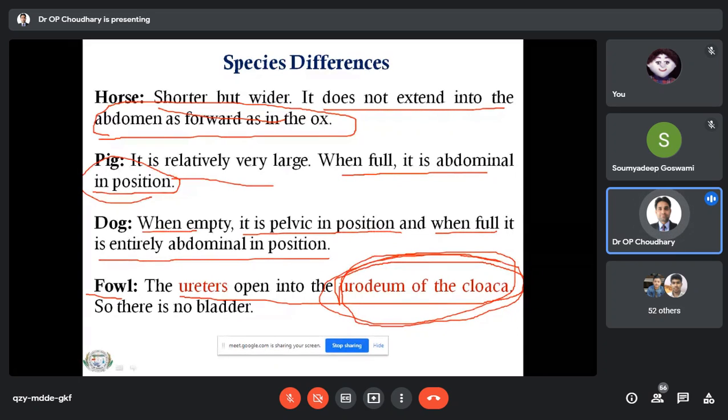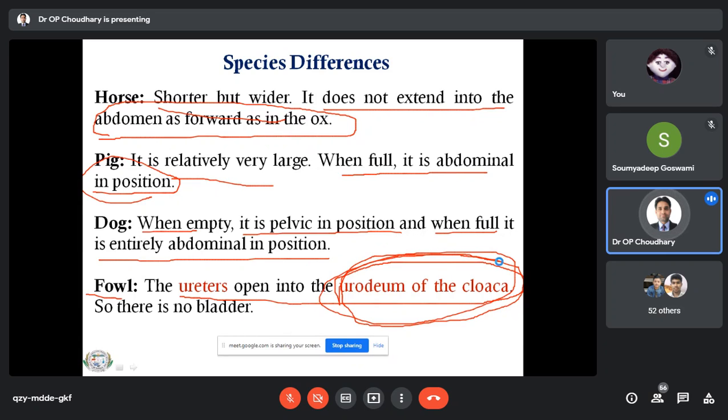differentiating features in the different domestic animals. Out of these domestic animals, in the ox, horse, pig and dog, there is presence of the urinary bladder, but on the basis of the urine, the position may vary. It may be in the pelvic cavity or in the abdominal cavity. But in the fowl, there is complete absence of the urinary bladder. Hence, the ureters open into the urodeum of the cloaca, and the cloaca generally consists of three parts: proctodeum, urodeum, and coprodeum. I will explain these later. These two ureters coming from the kidney open into the urodeum of the cloaca.